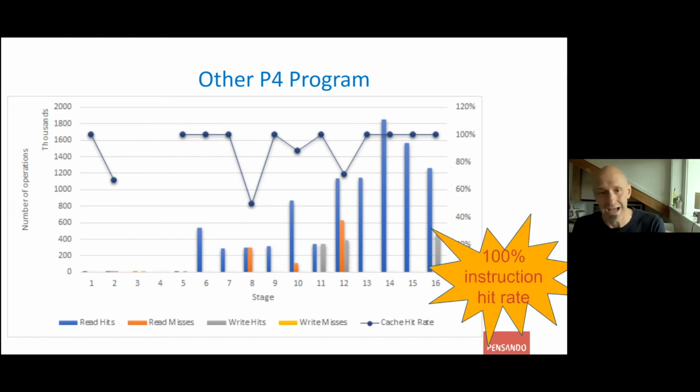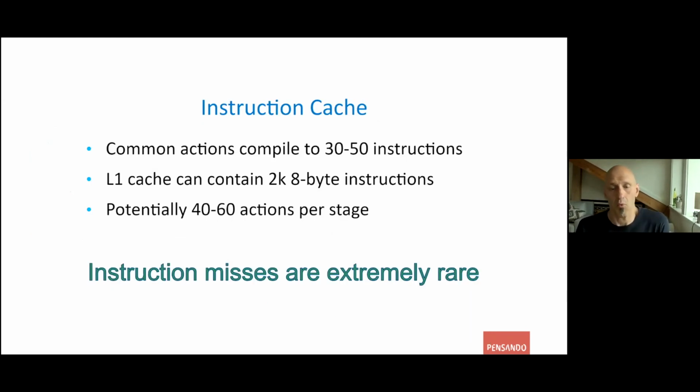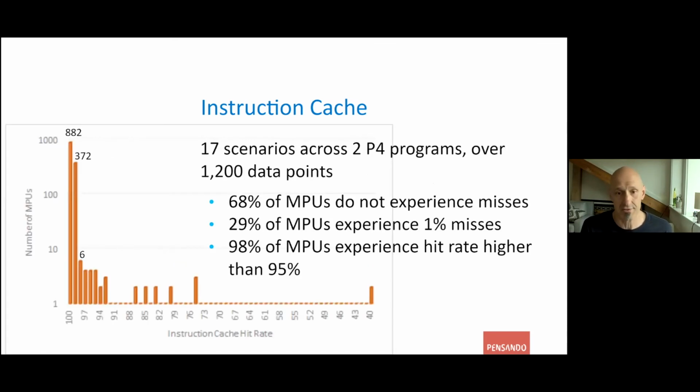Very interestingly, in all of these cases, the instruction hit rate is 100%. So why is that? Well, because the instruction cache is large enough basically to accommodate all of the instructions. This makes sense. We have seen that the common actions in our programs compile to 30 to 50 instructions. And given that our level 1 cache contains up to 2,000 instructions, then we can potentially store in cache 40 to 60 actions per stage, which is more than a general P4 program will need. And so instruction misses are extremely rare.